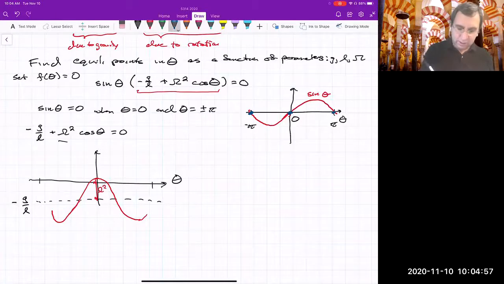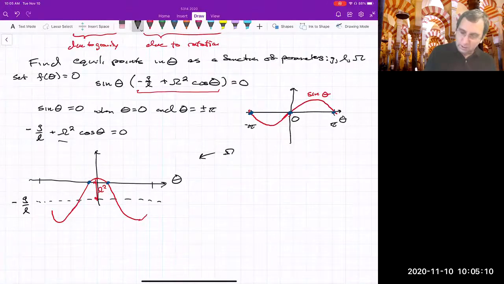And let's just plot where these zeros are. So the situation drawn is where omega squared is greater than g over L.